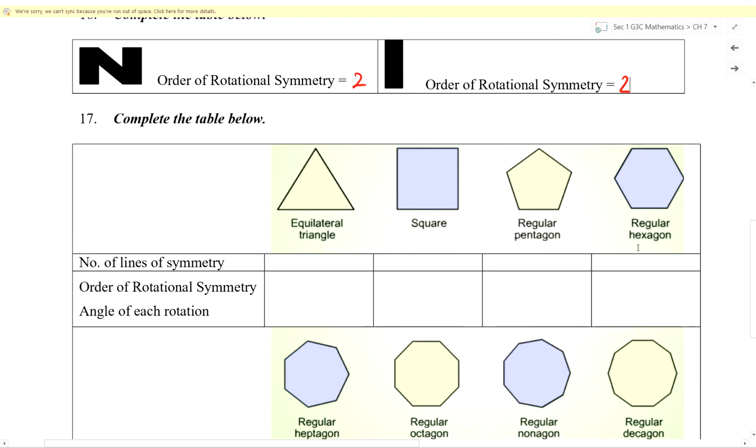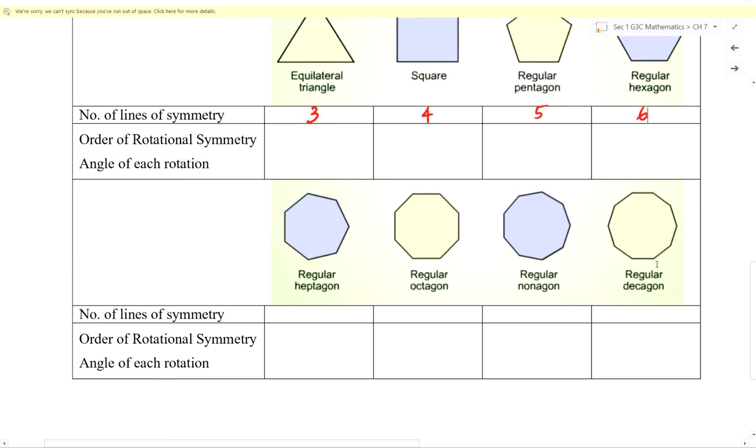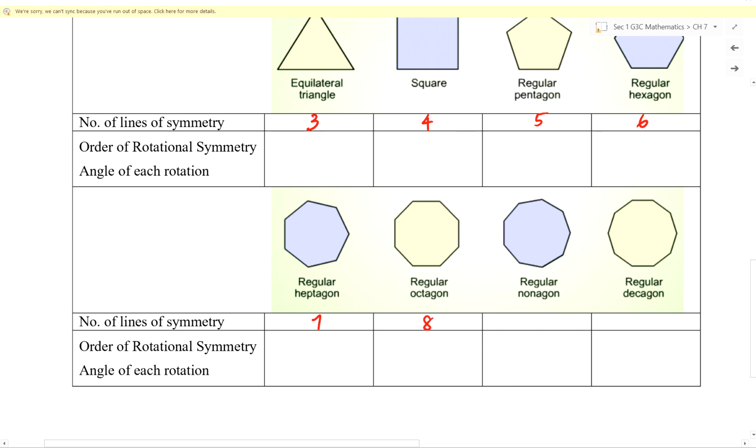So now to complete this table, these are all regular polygons. Okay? Equilateral triangle, square, so on and so forth. Number of lines of symmetry, we learned that we just have to follow 5, 6, 7, 8, 9, and 10. Now, order of rotational symmetry, is it going to be the same value? Yeah, it's going to be the same. 3, 5, 6, 7, 8, 9, and 10.